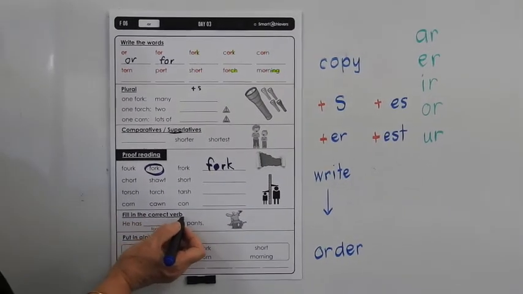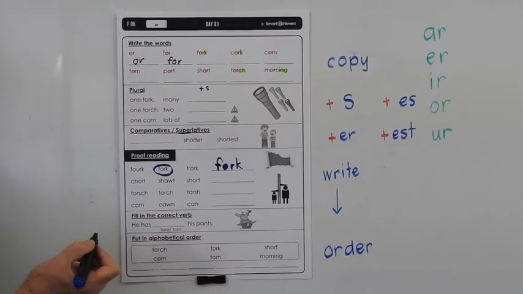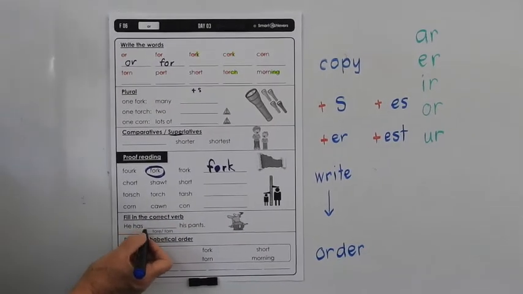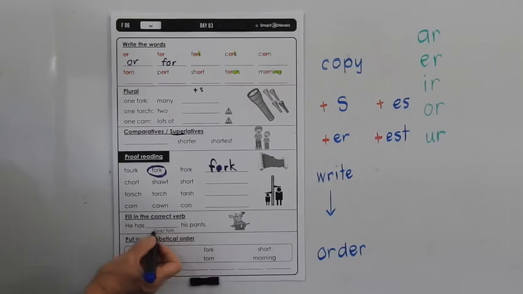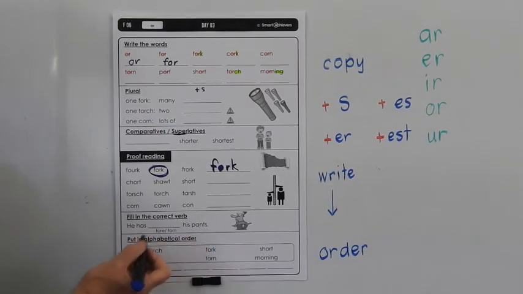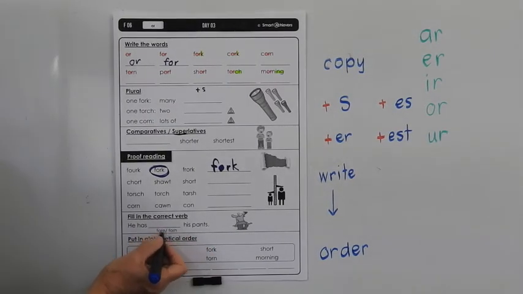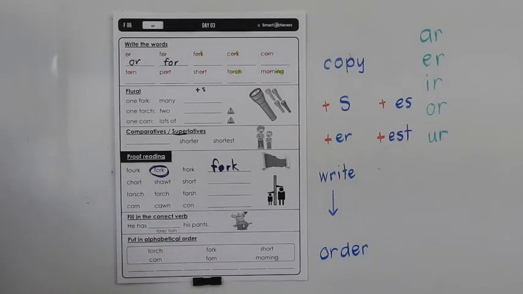Fill in the correct verb. A verb is something we can do. So he has tore his pants or he has torn his pants. So using it in its correct tense is very important to make the sentence make sense.